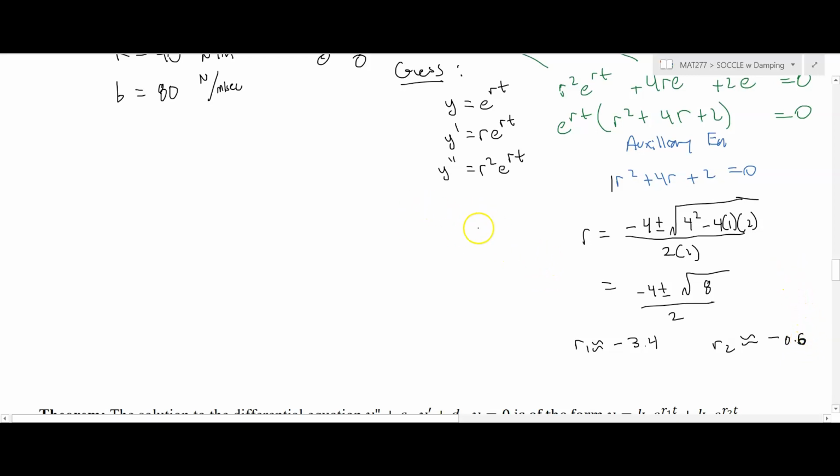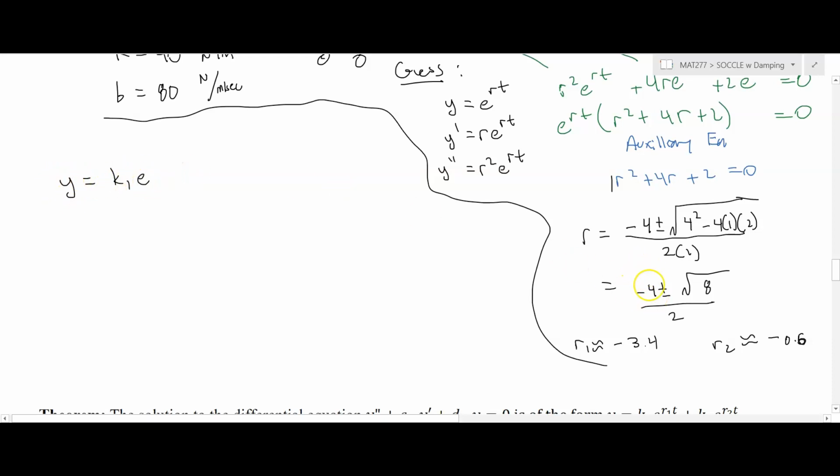Perfect. So that gives us our solutions to work with. Now that we know what the R values are, I'm just going to jump straight to the superposition theorem. It's going to be K1 e to the R1t, which is negative 3.4, plus K2 e to the negative 0.6t. Now remember, y1 is e to the negative 3.4t, y2 is e to the negative 0.6t, but by superposition, any constant multiple sum of the two functions is a solution.